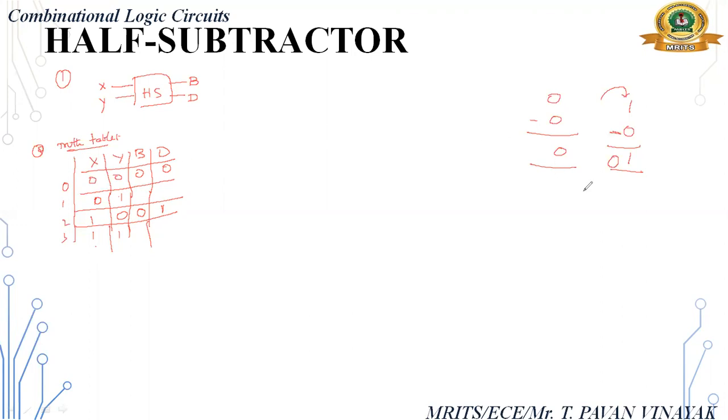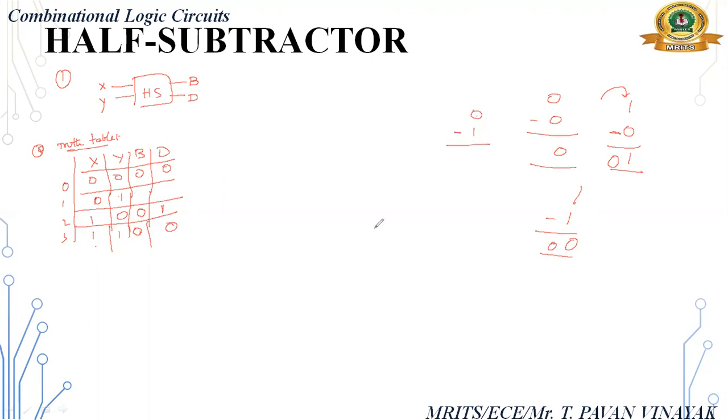Next, 1 minus 1. The difference is 0. Any borrow we get? No. So the difference is 0 and borrow is 0. Next, 0 minus 1.